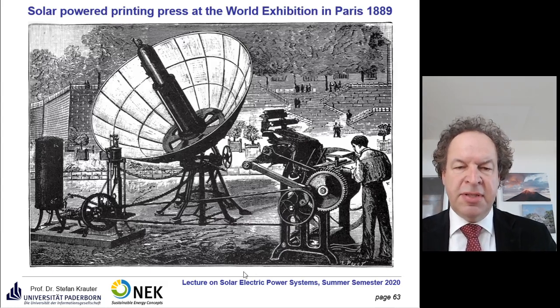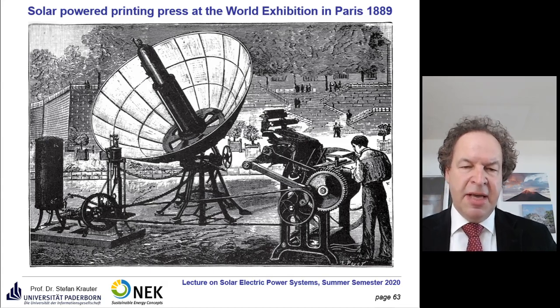So solar thermal systems are known for quite a long time. Here, even quite advanced solar thermal systems at the World Exhibition in Paris in 1889, with a parabolic concentrator and steam generator. On the left here you see a steam engine which is driving a printing press and got lots of success during that time. And also smaller systems. The first flat plate collector was patented in 1910, so it's quite an established technology.